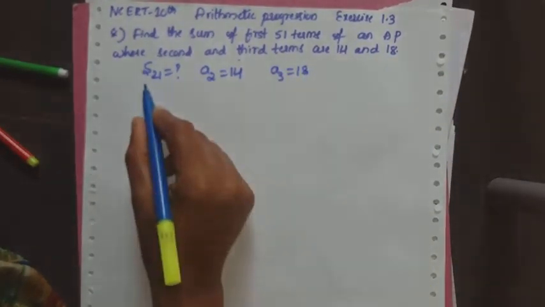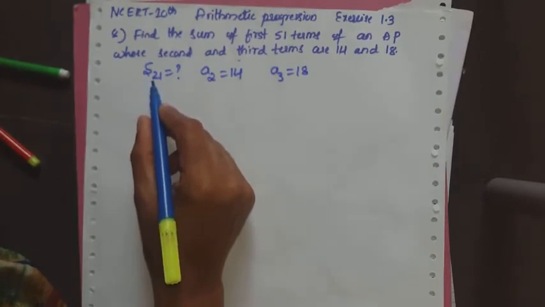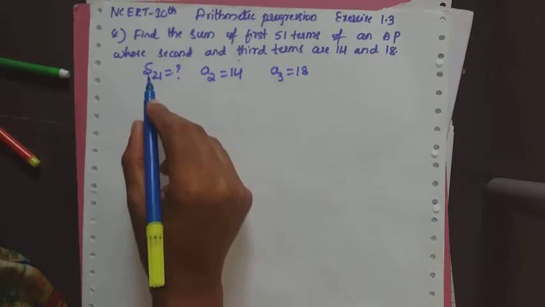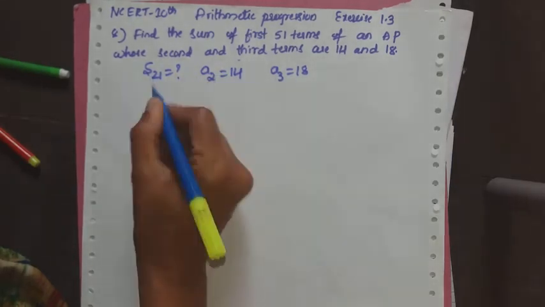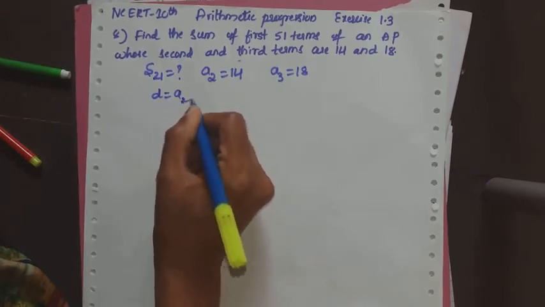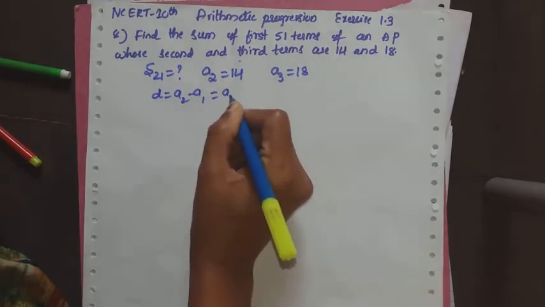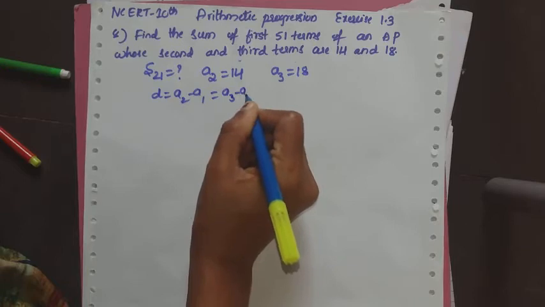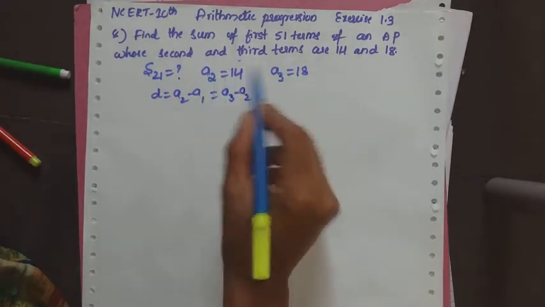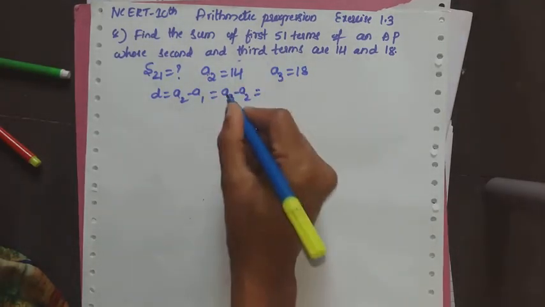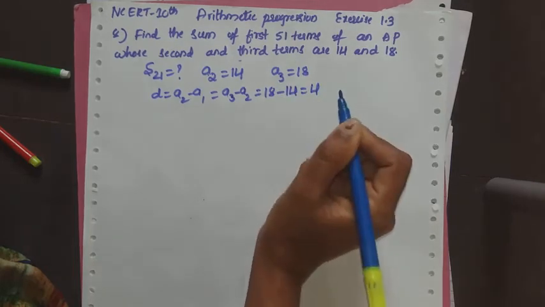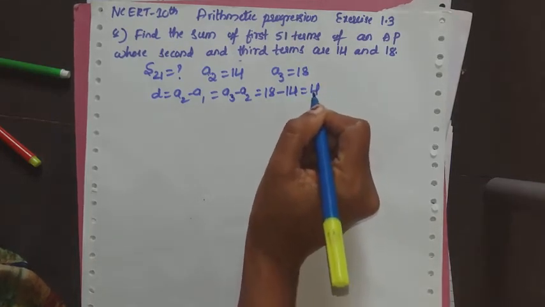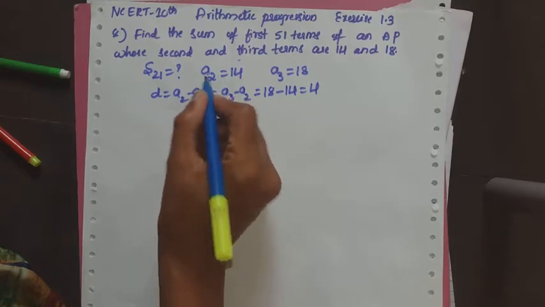So here we need to find S51. To find S51, we need A and D, the common difference. Generally the common difference is A2 minus A1 or A3 minus A2. Here A3 and A2 are given, so we can calculate D. A3 is 18 minus 14, this is 4. Here D is 4.